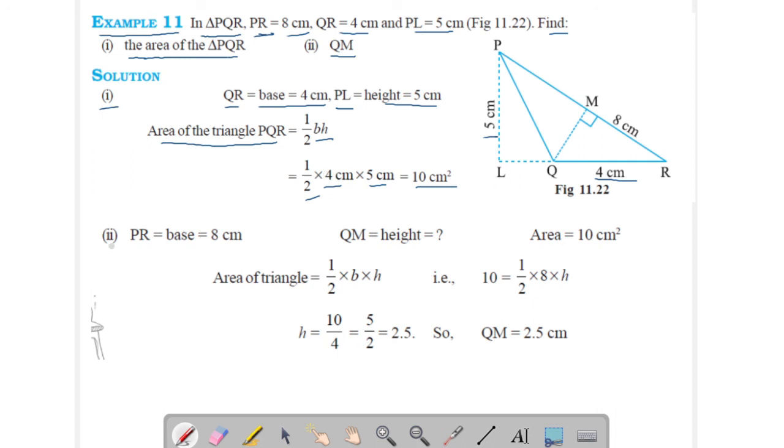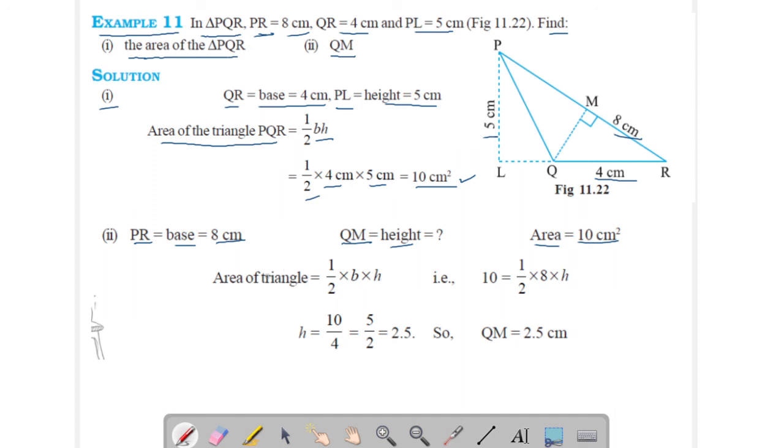Now in the second part, you have to find out QM. Here QM is a height. The corresponding base will be PR. Here PR is the base and it is 8 centimeter. QM is the height and you have to find it out. And the area we have already found, it is 10 centimeter square. So this is given to you.